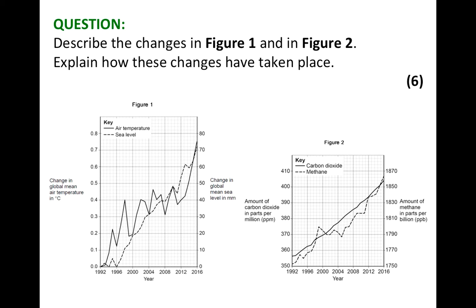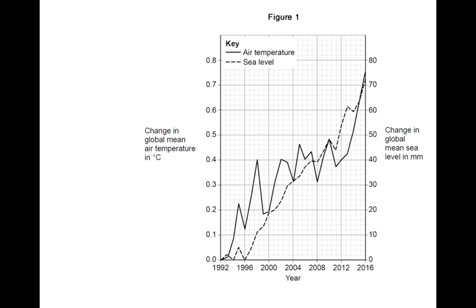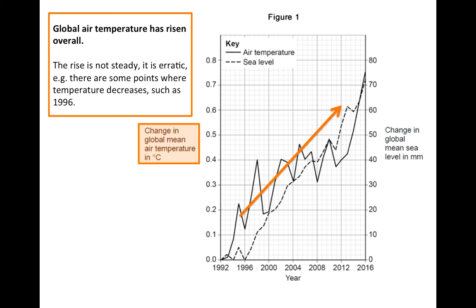So let's go through each figure and look at what information we could get from each figure. So here's figure 1. And if you look at figure 1, it has got 2 y-axes. And what you should do is talk about the data that is linked to each of the axes. So the first bit of data we've got is the change in mean global air temperature. And if we look at the graph, it's the solid line, we can see that overall there is an increase in the mean air temperature. So to describe this graph or tell the examiner what it shows, the global air temperature has risen overall.